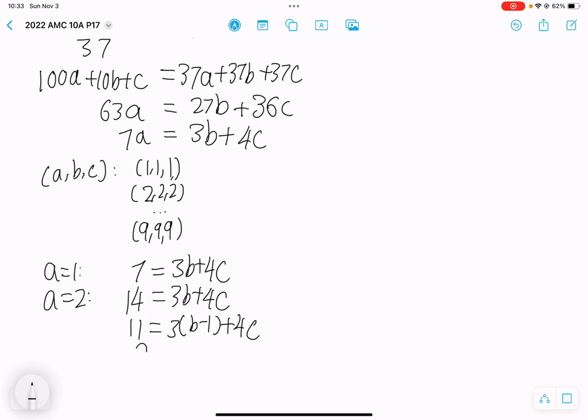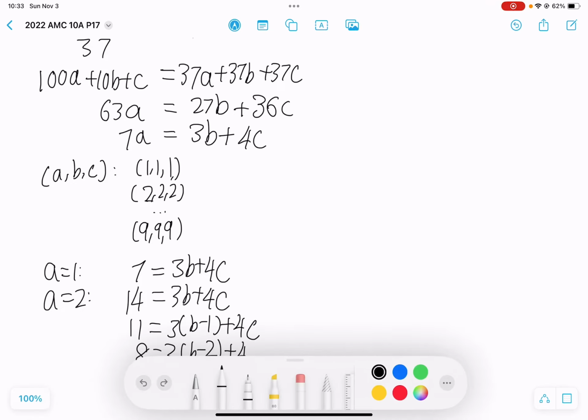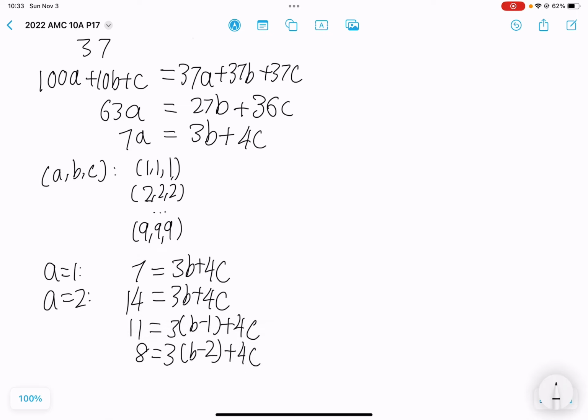So that gives 8. This equals 3 times b minus 2 plus 4c. Here 4c equals 8. That's possible. C just equals 2. But the problem is, if c is 2, then b is also 2, because b minus 2 is going to be 0 then. And we already have the solution 2, 2, 2 over here. So that doesn't really do anything.